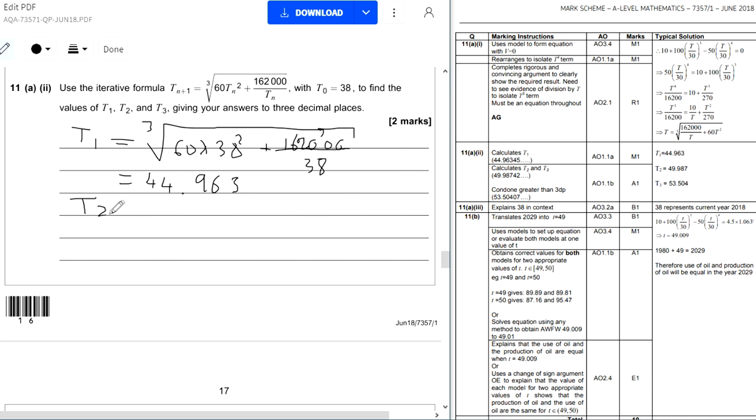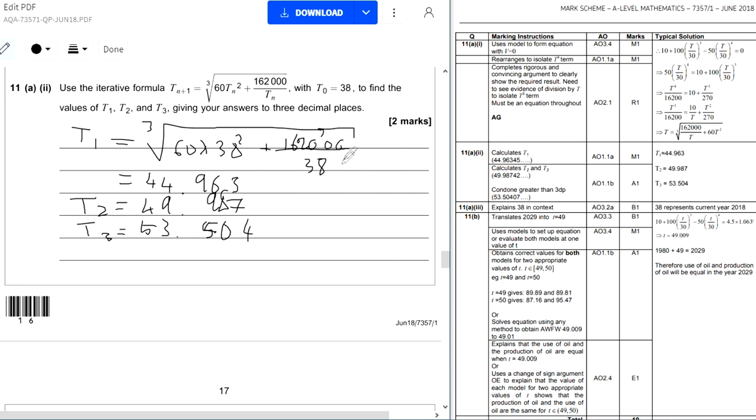But for t2, I'm not going to use that rounded value. I'm going to use the actual value. So all I've got to do, now that I've written that in terms of answer, is press equals again. So then that's going to give me 49.987, and t3, simple, press it again, 53.40504. And those are my answers, which is exactly what the mark scheme says.